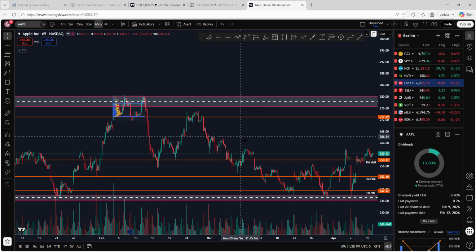Absolutely. The monthly levels are always going to be stronger. Absolutely, and that's why I color code them. The pink ones are the monthly ones. The white ones are weekly, and then the blue ones are the previous day session.